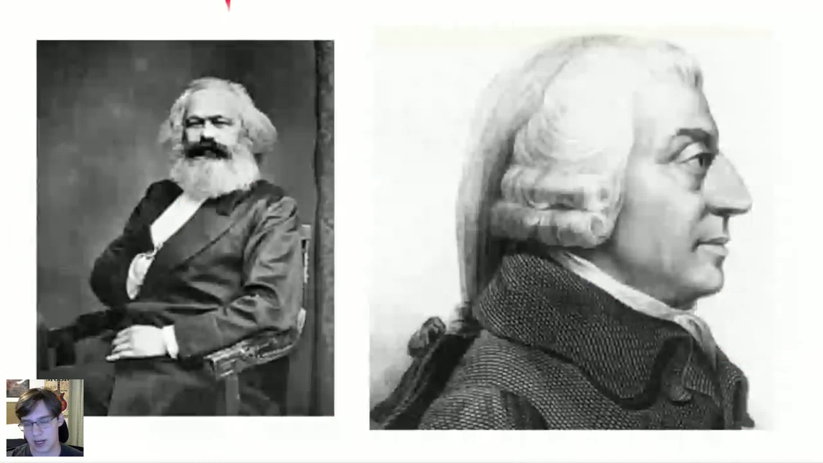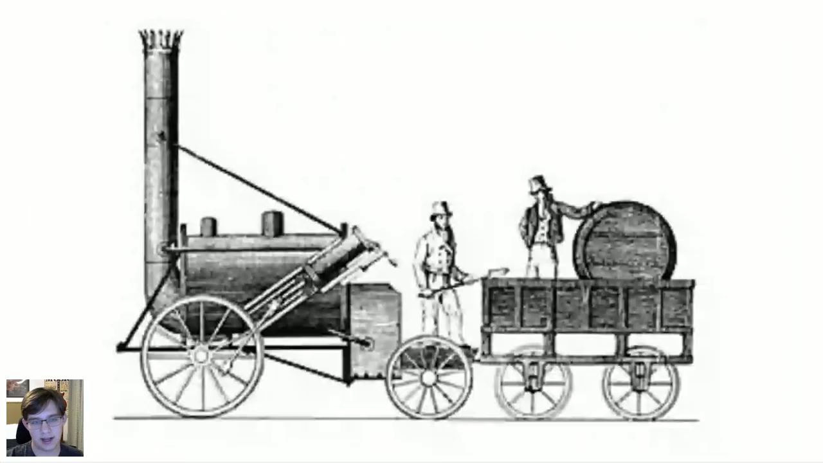And finally, last thing we're going to talk about is a train called the Rocket. Basically, this is one of the very first trains that ever happened, and it really started a new era of transportation for industrialization. And we see trains start happening.